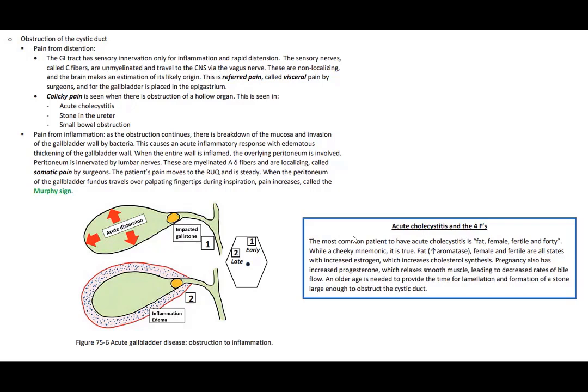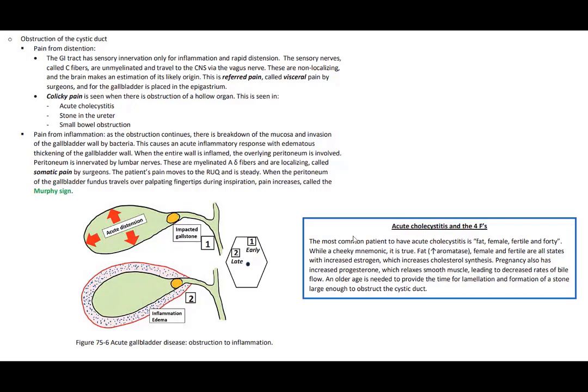Now, colicky pain is seen when there's an obstruction of the hollow organ, and this can be seen in acute cholecystitis, in a stone that occurs in the ureter, or in the conditions with the small bowel obstruction. Now, the pain that's caused by inflammation occurs later in the course of the disease. So as the obstruction continues, there becomes a breakdown of the mucosa and invasion of the gallbladder wall by bacteria. This causes an acute inflammatory response with edematous thickening of the gallbladder wall.